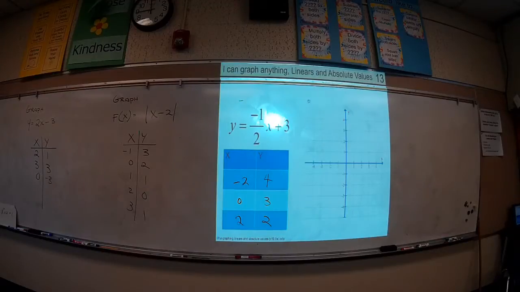Mr. Barr, do you want us to keep the plots going? Yes.